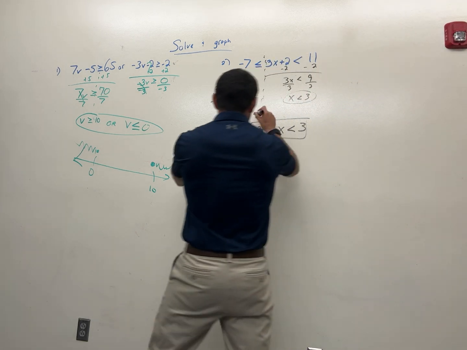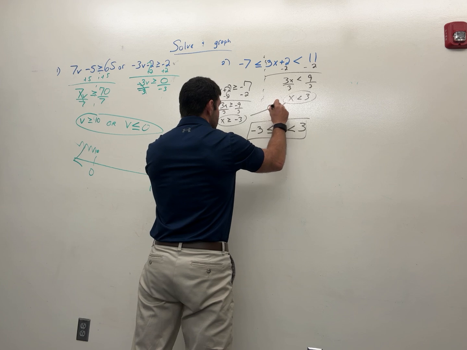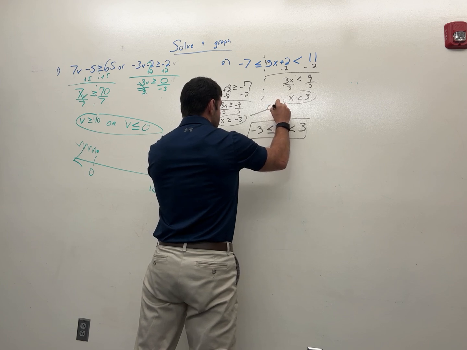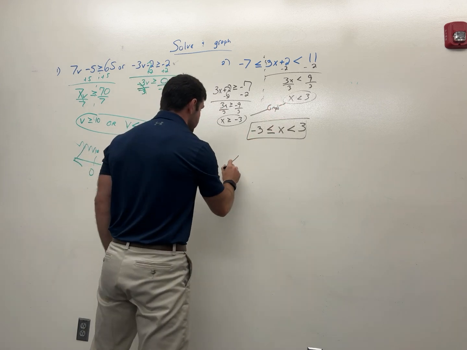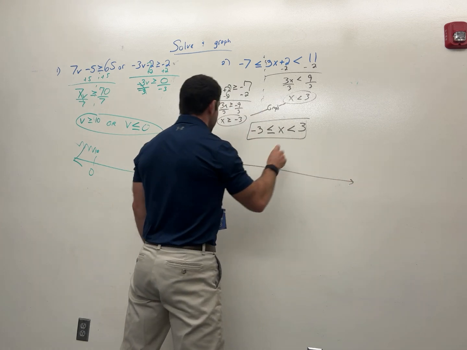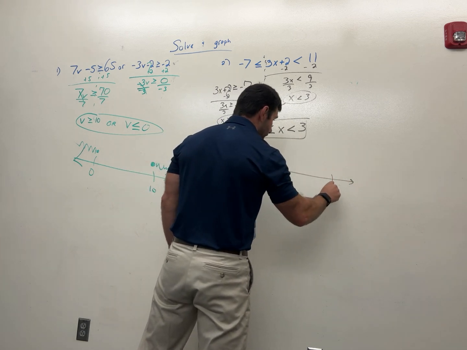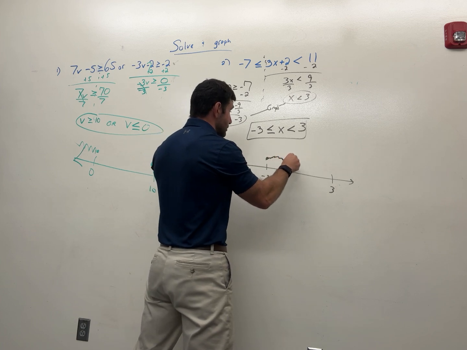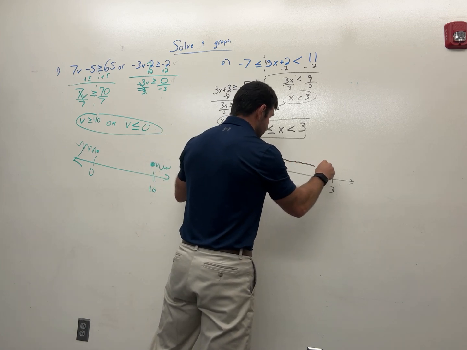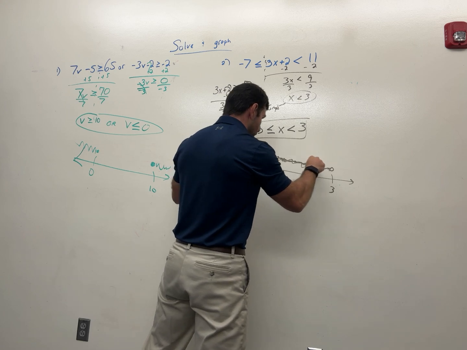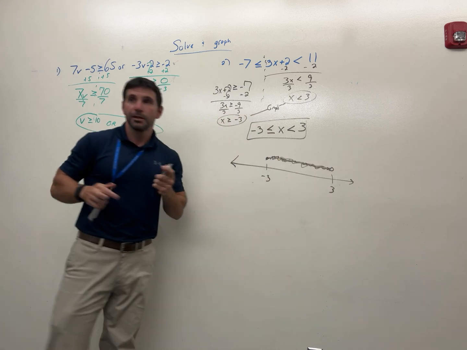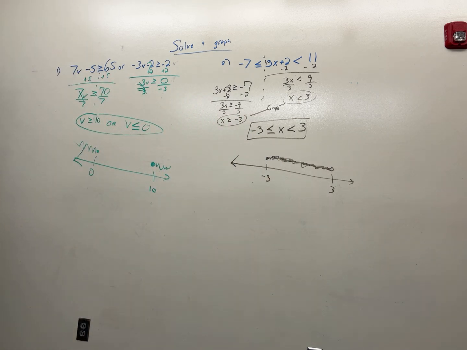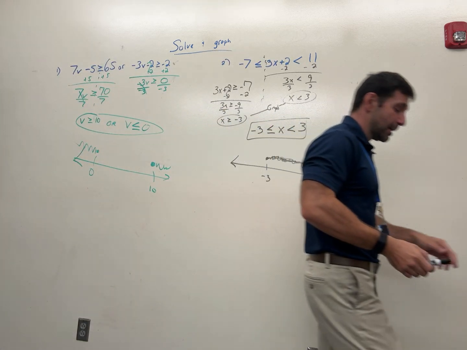But I'm going to use these two to graph. This makes it hard to graph. So I have negative 3. I have positive 3. Greater than or equal to negative 3. Less than or equal to 3. Uh-oh. Remember, we're only looking for the overlaps. It's the stuff in the middle. What questions do y'all have?